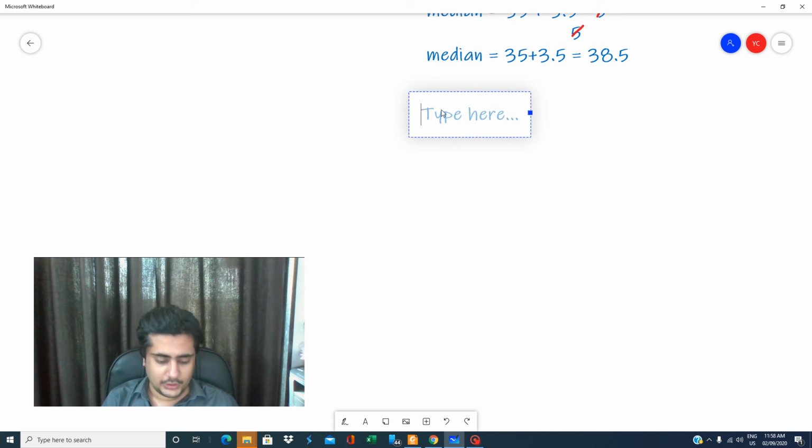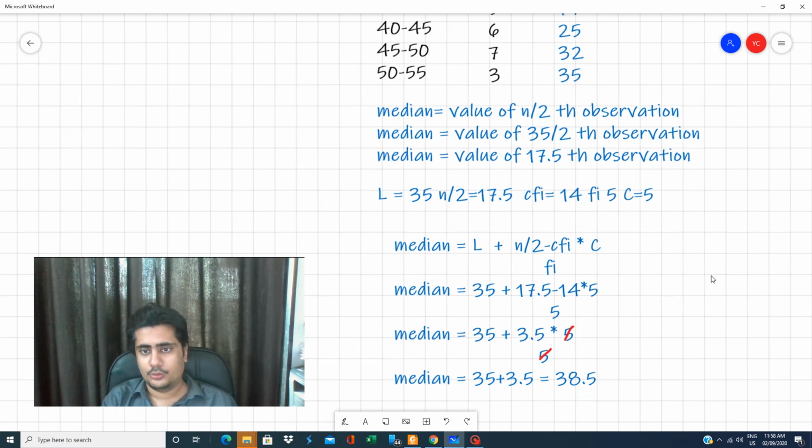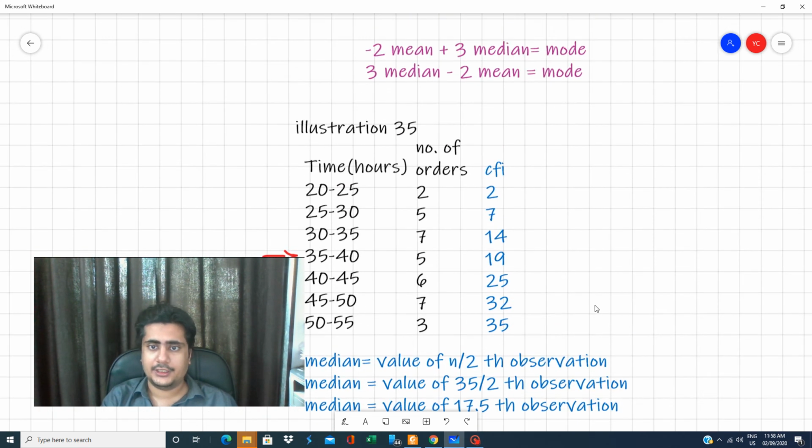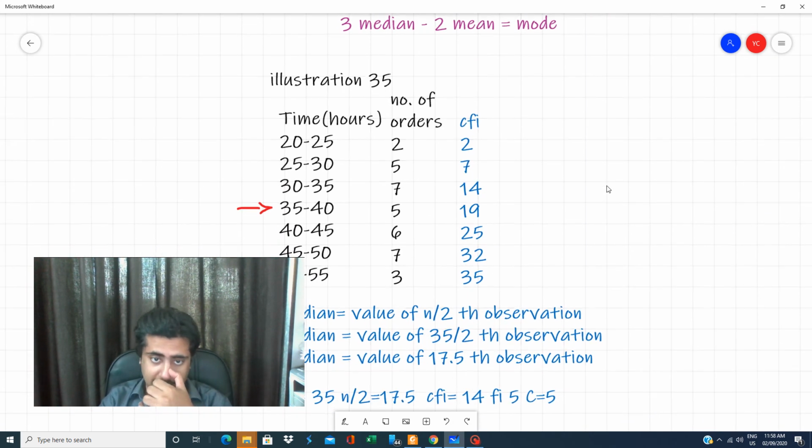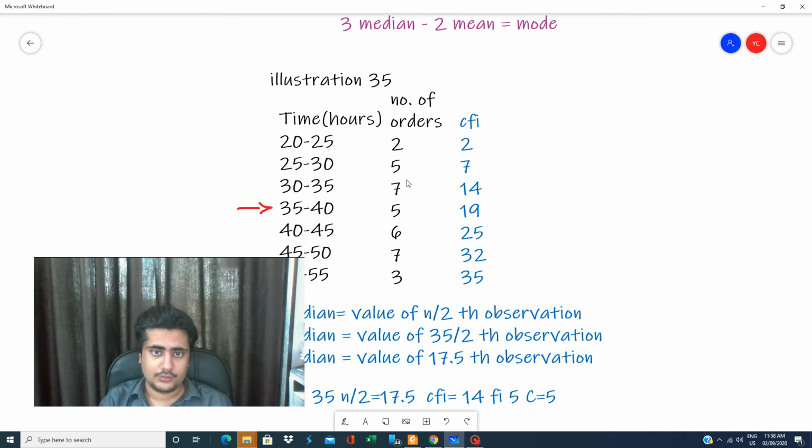Now I'll find the mean. Mean is sigma fi xi upon n. Now for sigma fi xi, you need to find fi into xi. Fi is with you, this number of orders is your frequency. You don't have xi.